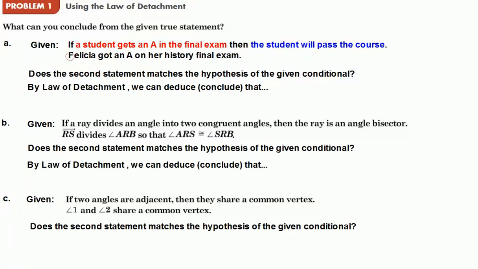The second statement says, Felicia got an A on her final exam. All you need to do is check the second statement and see if it talks about it in the hypothesis. So the hypothesis says a student, well, that happens to be Felicia, gets an A on the final exam. Felicia got an A on her final exam. So by law of detachment, we can conclude that Felicia will pass the course.